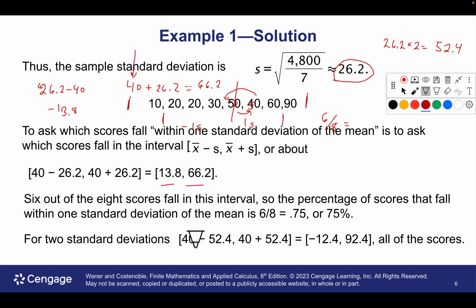It doesn't affect the mean. We're using that mean, but the more spread out the data is, the bigger the standard deviation is. And so it doesn't matter how the data changes. This is a general rule that tends to work.